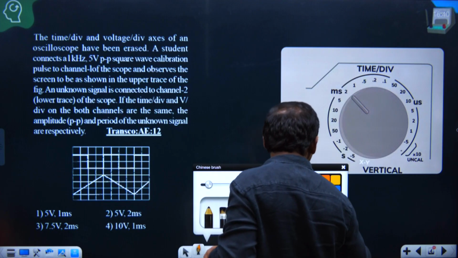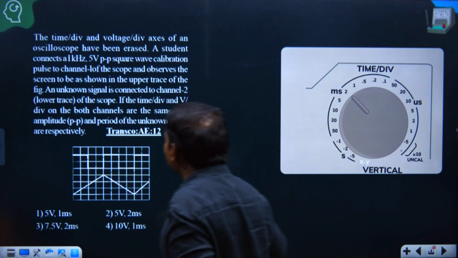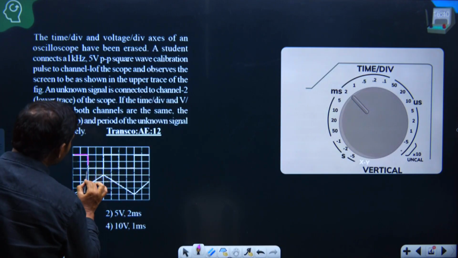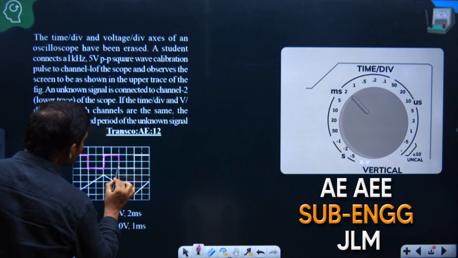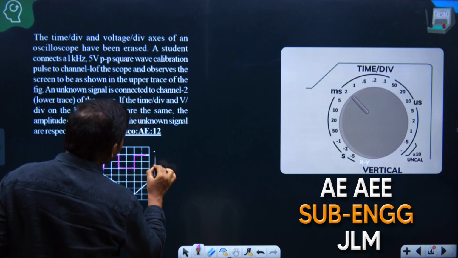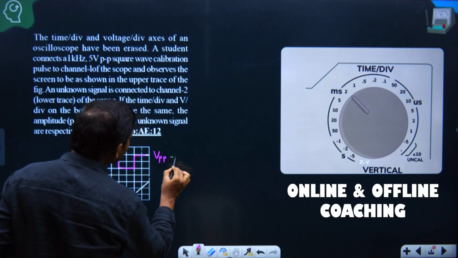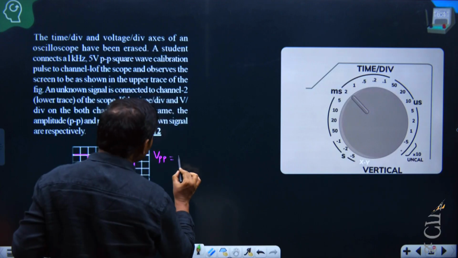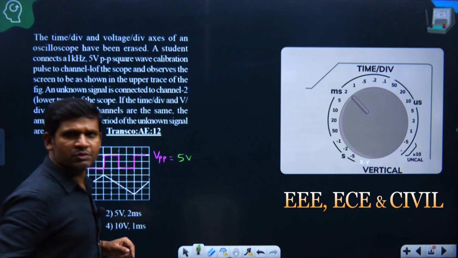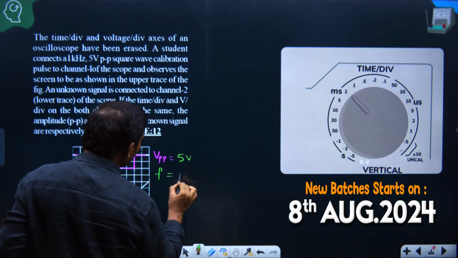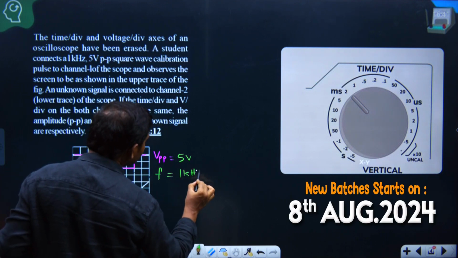Students, it is given that in the upper trace of the figure there is a square wave. This is the square wave, in the upper trace of the figure, whose amplitude is the peak-to-peak voltage. The peak-to-peak voltage is given, it is 5 volts peak to peak, and the frequency is 1 kHz.